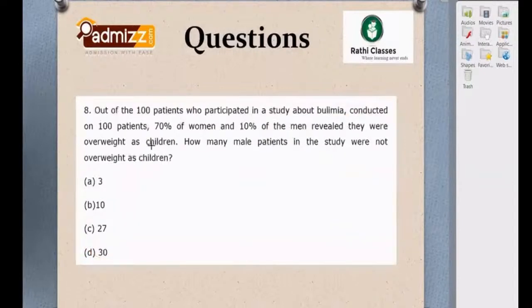Moving on to the next question, question number 8. As you can see here, out of the 100 patients who participated in a study about bulimia, 70% of women and 10% of the men revealed they were overweight. How many male patients were not overweight? So you need to keep in mind the male patients who were not overweight. If 10% are overweight, that means 90% of the remaining men are not overweight. So the digital sum of 90% is 9. If you see the option with sum 9, you will see the answer as 27. So this is the way you can apply the concept of digital sum in order to solve this problem.